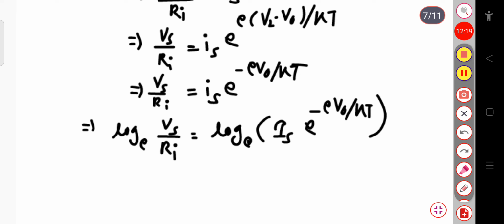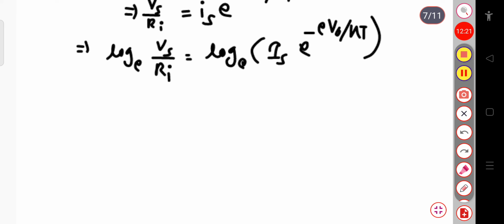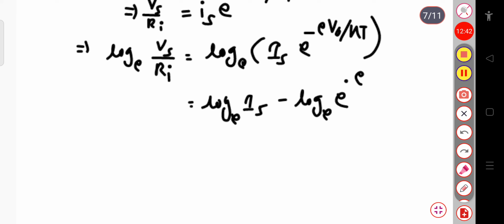Now we can see this term is in the form of log A into B. So we can write it as log A plus log B. So this can be written as equal to log base e Is plus log base e exponential minus eVo divided by Kt. We can write like this.